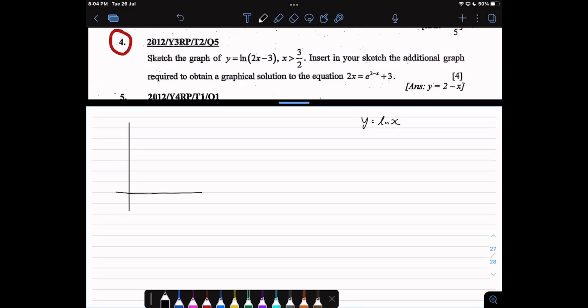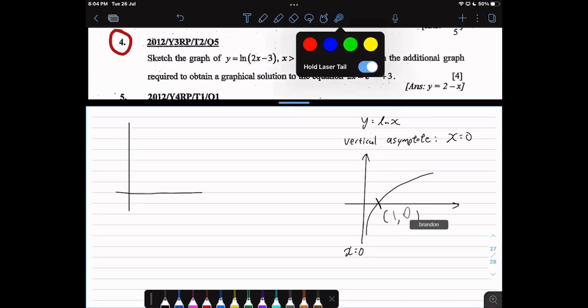Two key things to take note of. First one is the vertical asymptote. It occurs at x equals 0, which is the y-axis, because ln of 0 is not possible, right? So x equals 0. What else? It also has an intercept over here. What's the coordinates? 1, 0. Okay.